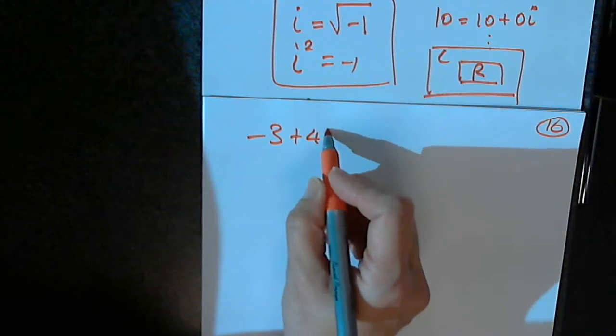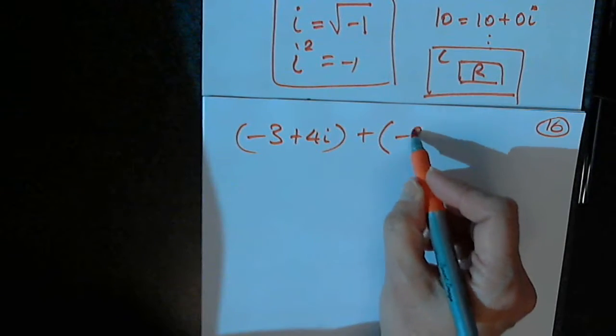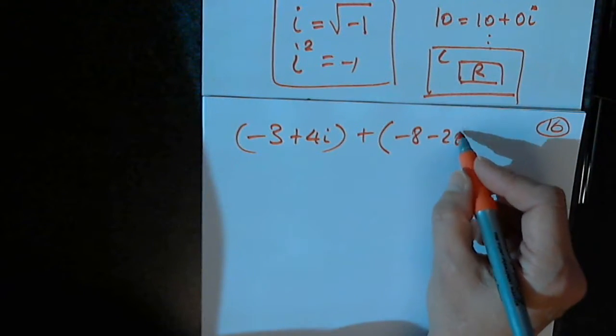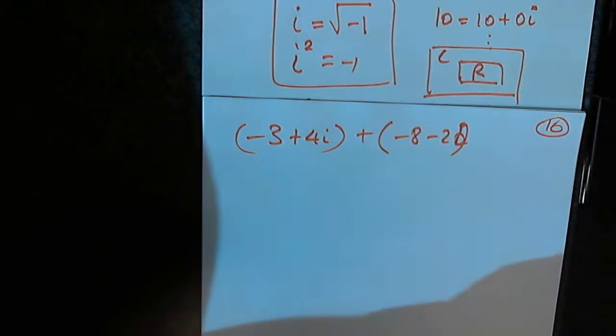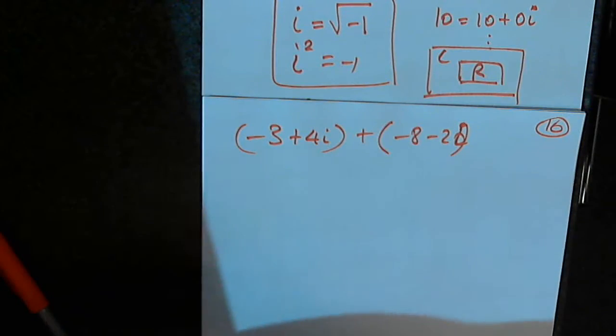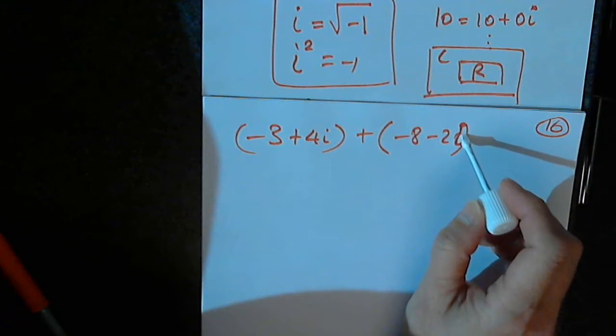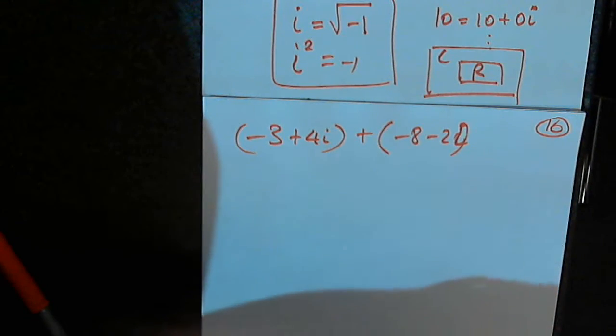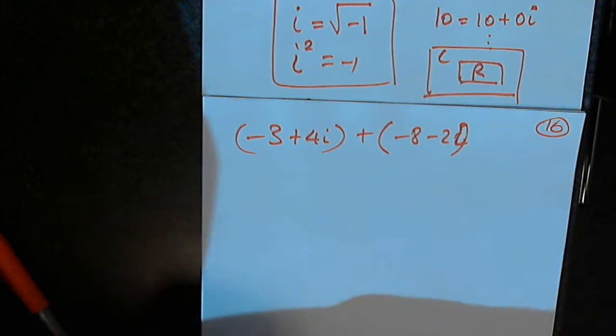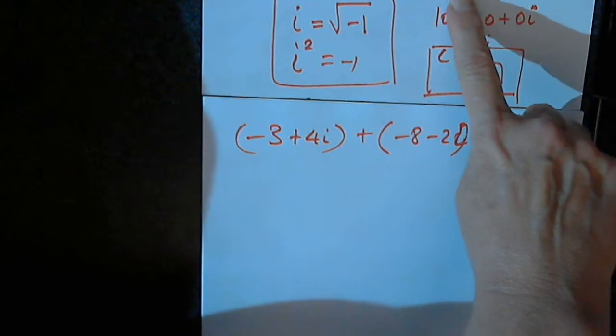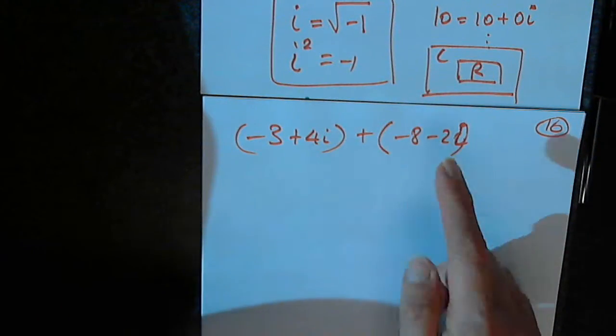Negative 3 plus 4i added to negative 8 minus 2i. I don't need to put parentheses, but I just want to make a point. So this is how we add two complex numbers. Plus 2i versus minus 2i. It's minus 2i and minus 2i.